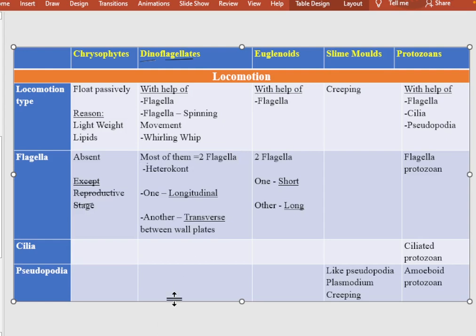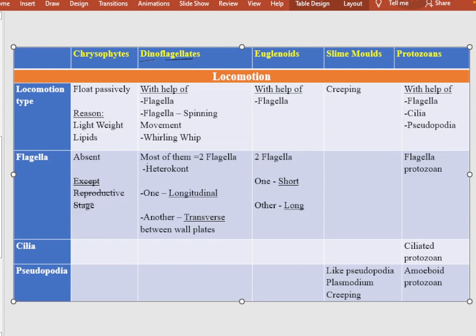So next, here flagella is there. Yes, two flagella. Flagellated protozoans move by flagella. Cilia is there. No. Ciliated protozoans move by cilia. Pseudopodia is there. Amoeboid protozoans move by pseudopodia.